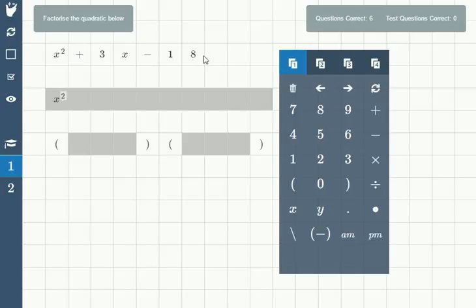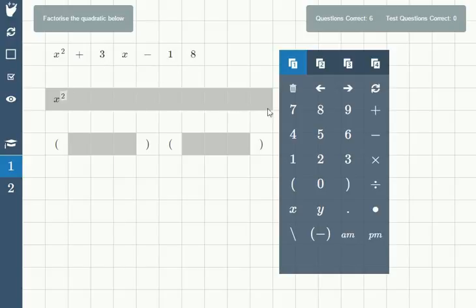Well, let's think about multiplying to negative 18. We could do negative 2 times 9, but the difference between those two is not going to be 3, so that's not going to work. What about negative 6 times 3? That would give us negative 18, but they would add to negative 3, not positive 3. So it looks like what we have to do is have plus 6 and negative 3, which will add to 3 but multiply to negative 18.